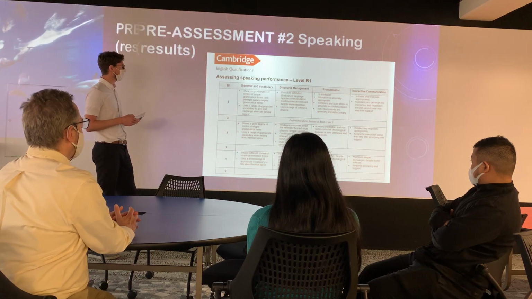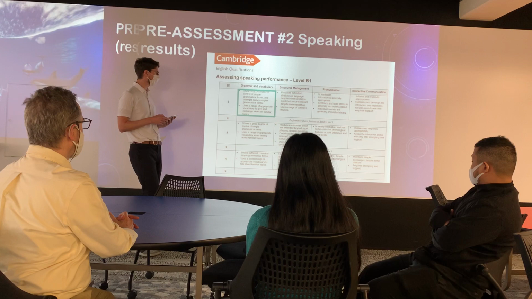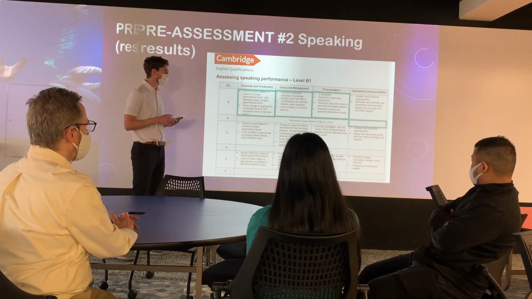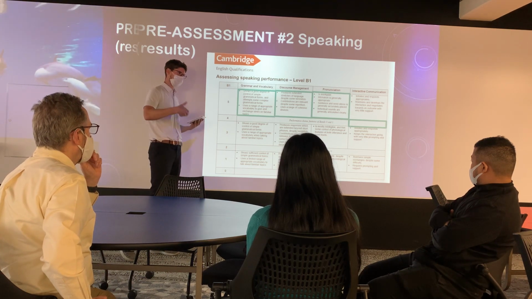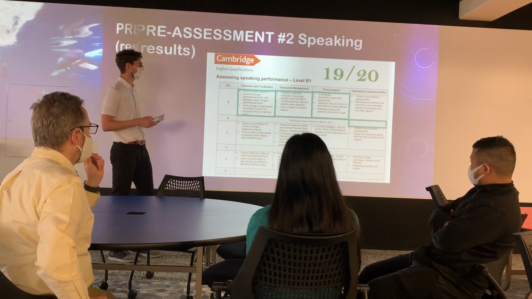As far as his assessment goes, here are the results. His grammar and vocabulary were 5, discourse management 5, pronunciation 5. Interactive communication was a 4 because he didn't really start any conversations with his partner. So he got a 19 out of 20, which is very high.